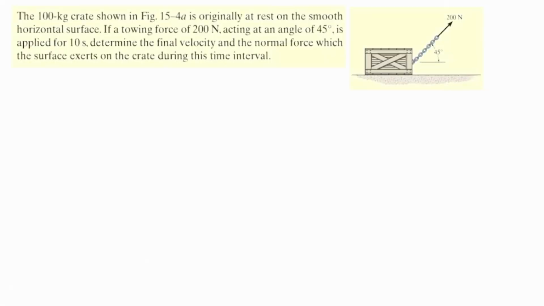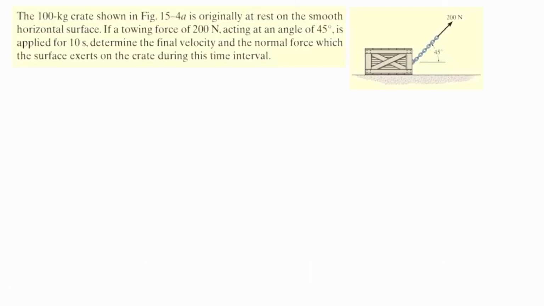Okay, so I have in this problem a 100 kilogram crate, as you can see in the picture, resting on a smooth horizontal surface. So once again, smooth means that there's no friction. If a towing force of 200 newtons acts at an angle of 45 degrees, and this force is applied for 10 seconds, determine the final velocity and the normal force which the surface exerts on the crate during this interval.